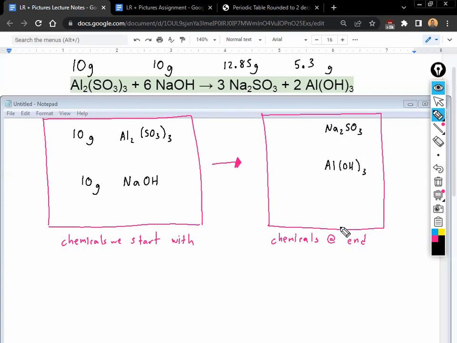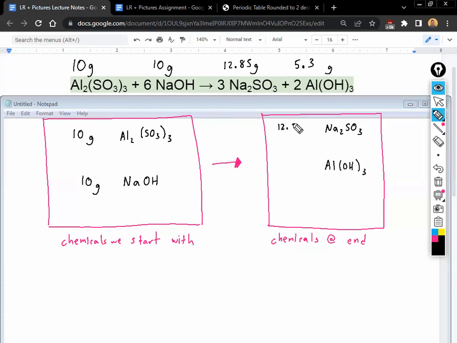Okay, so the picture is pretty simple, nothing too crazy. And then we just write down how much of each of those chemicals we have. How much of the first chemical do we have? Yeah, we did the math and we said that we have 12.85 grams.